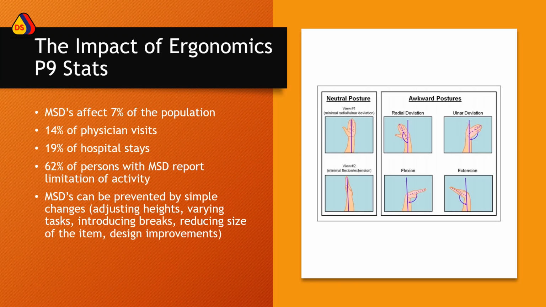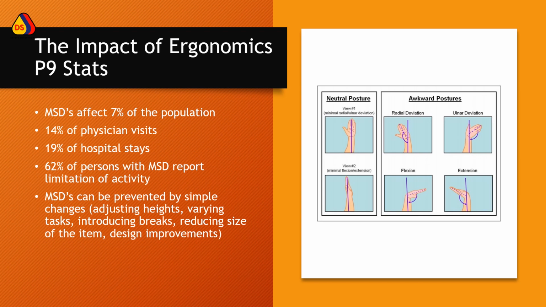Statistics tell us that musculoskeletal disorders affect 7% of the population, 14% of physician visits, 19% of hospital stays, 62% of persons with musculoskeletals report limitation of activity. So, ergonomics must focus on preventing musculoskeletal disorders, which are conditions affecting the muscles, the bones, the tendons, the ligaments, and other parts of the musculoskeletal system.